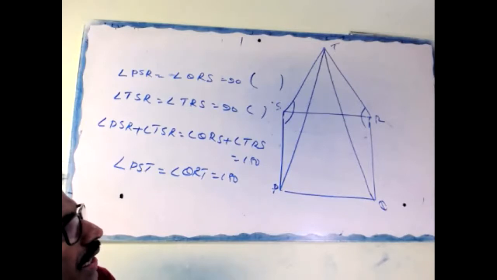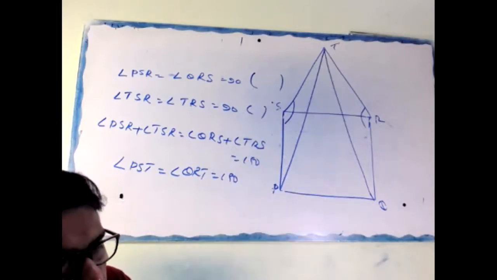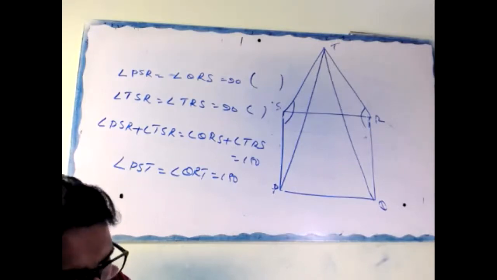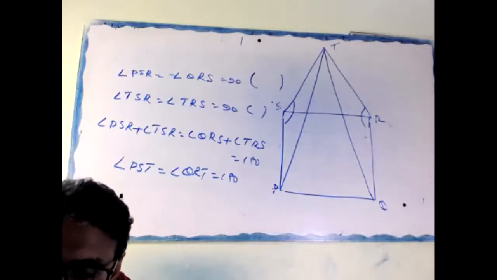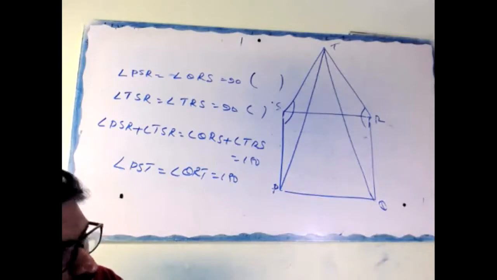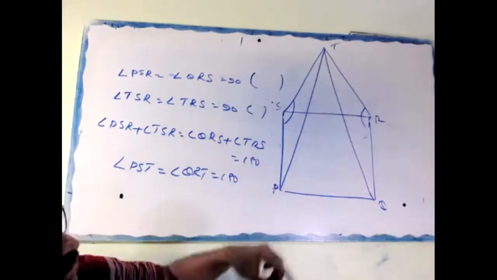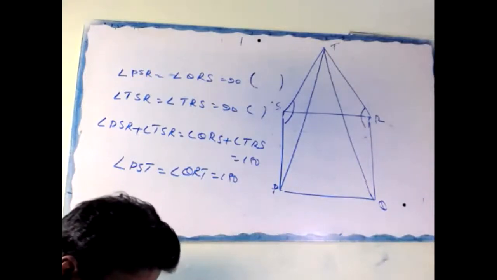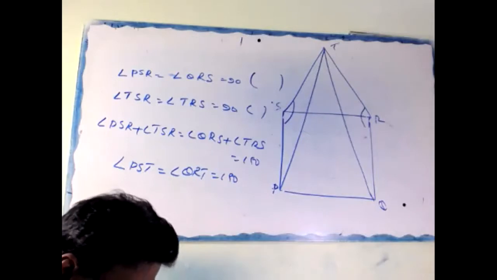Then in triangles PST and QRT, PS equal to QR, sides of a square. Angle PST equal to angle QRT, 150 degree. ST equal to RT, each side of an equilateral triangle. Therefore, triangle PST congruent to triangle QRT, SAS congruency. Hence, PT equal to QT. First part is proved.